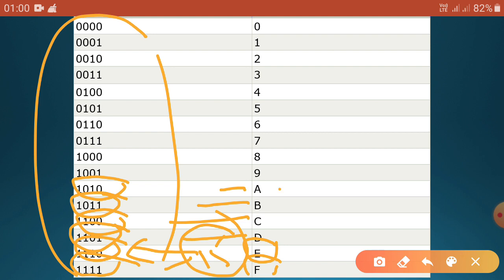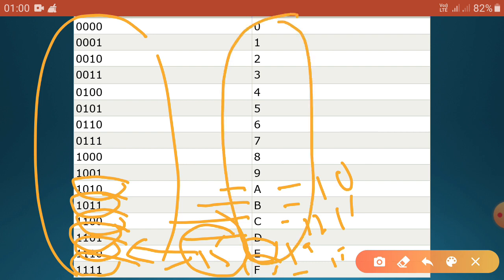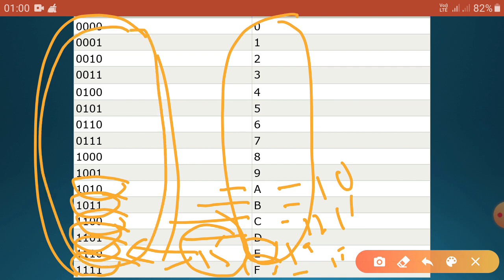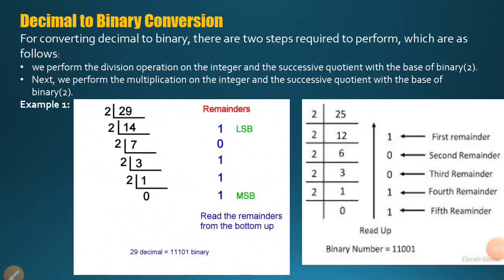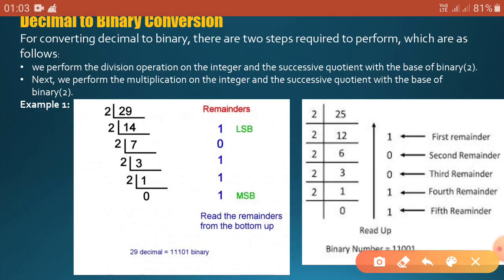Okay, because we know A equal to 10, B equal to 11, C equal to 12, D equal to 13, E equal to 14 and F equal to 15. Okay, so all these are the 16 symbols of hexadecimal and all these are the respective binary numbers. Okay, now the point is we have to convert decimal to binary number system.